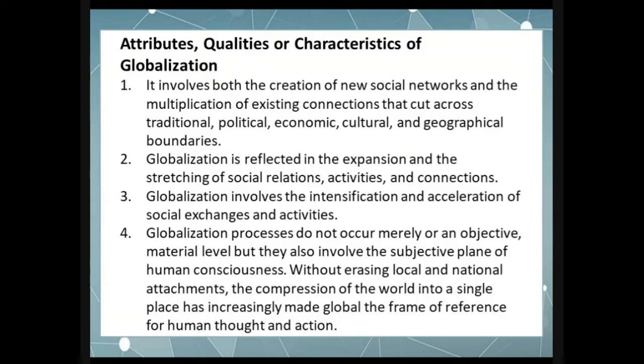Number 4, globalization processes do not occur merely on an objective, material level, but they also involve the subjective plane of human consciousness. Without erasing local and national attachments, the compression of the world into a single place has increasingly made global the frame of reference for human thought and action.